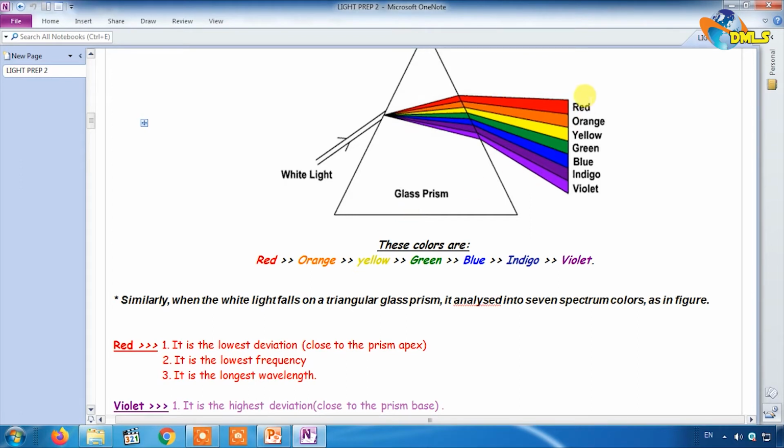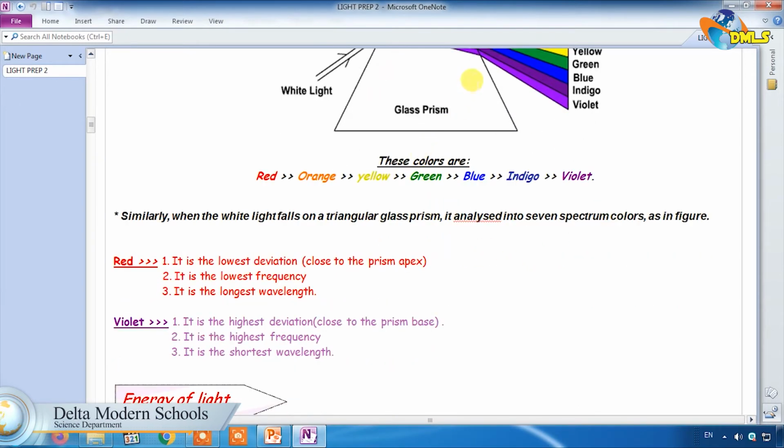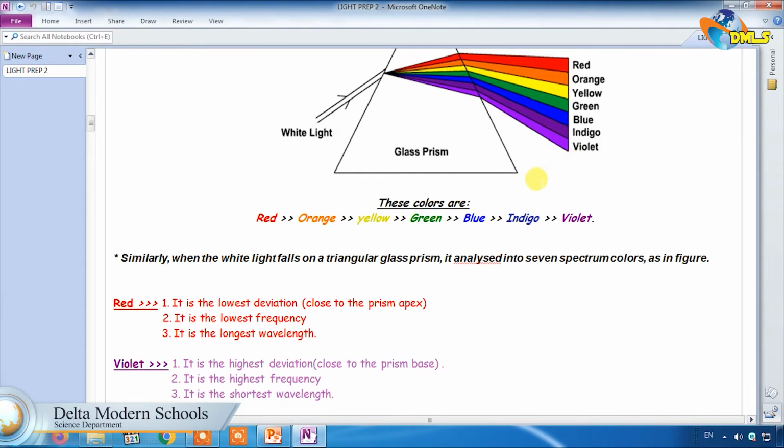What is the difference between red and violet? Each color from these 7 colors has its properties. We will take only the first one and the last one. The first one is red, and the last one is violet. Red has the lowest deviation. What is the meaning of that? Because it is close to the prism apex, and it has the lowest frequency. It has a low frequency because it is near to the apex of the prism.